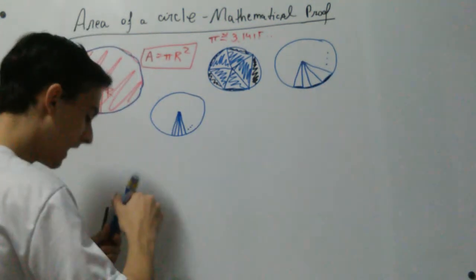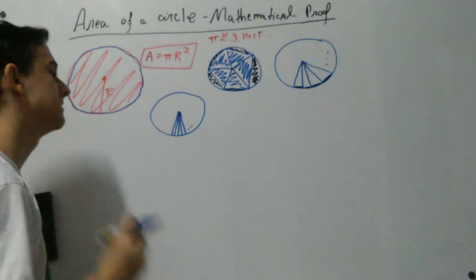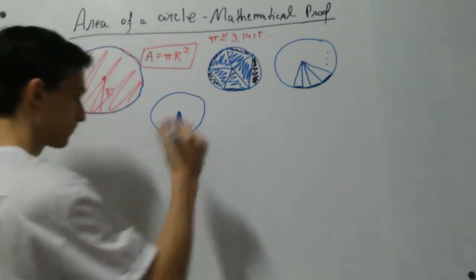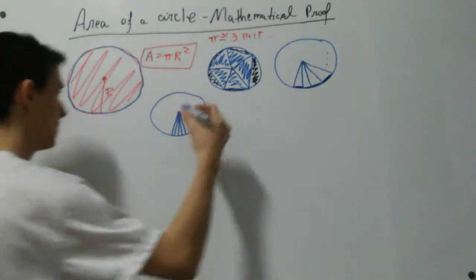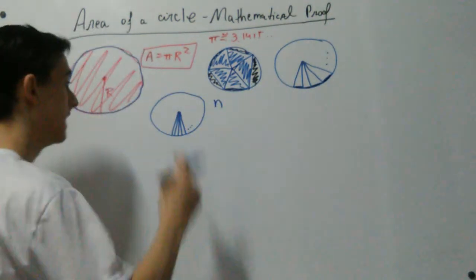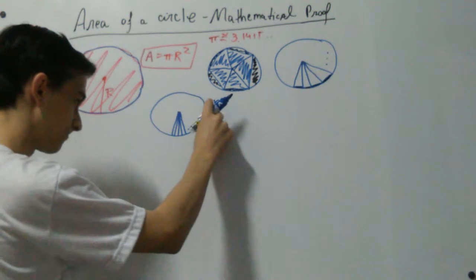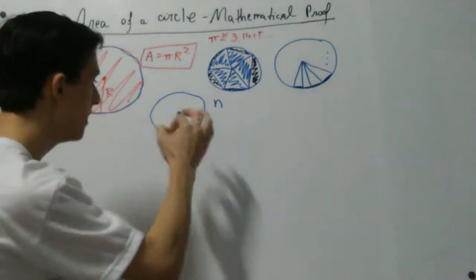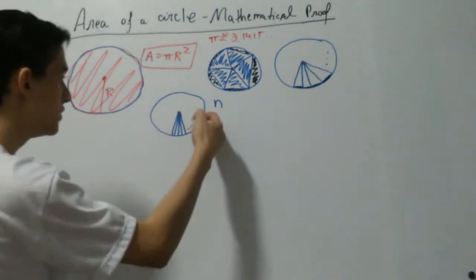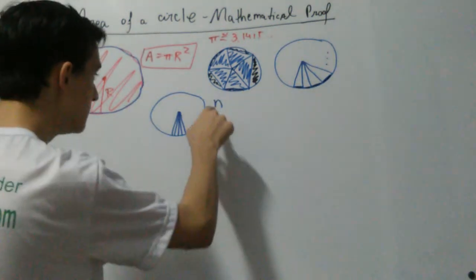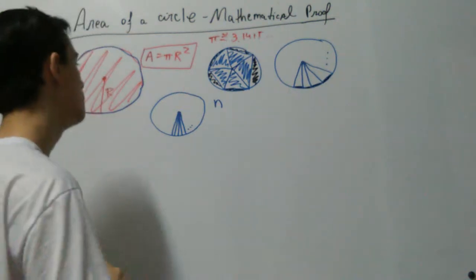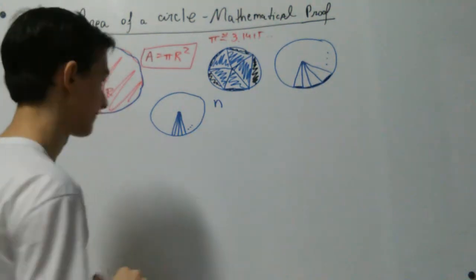And I cannot draw this as narrow as we are imagining. This is just to give you an idea. Let's say we are dividing the circle in n triangles. And as I said, imagine these triangles are very, very small. We have n triangles, and this n here is very, very large. It's a very large number, and it's approaching infinity.